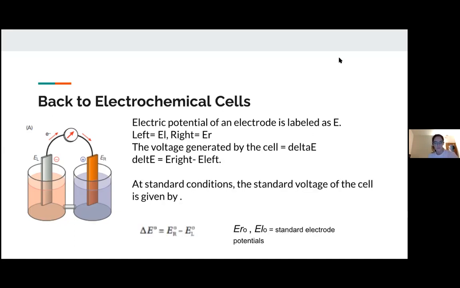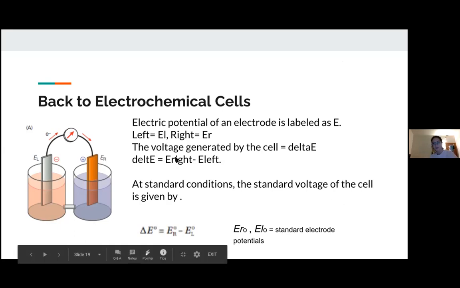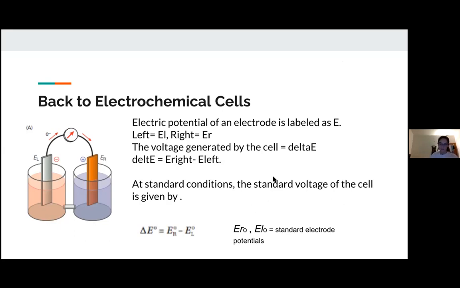And at standard conditions, the standard voltage will be given by this equation, where ER naught and EL naught are just the standard electrode potentials.